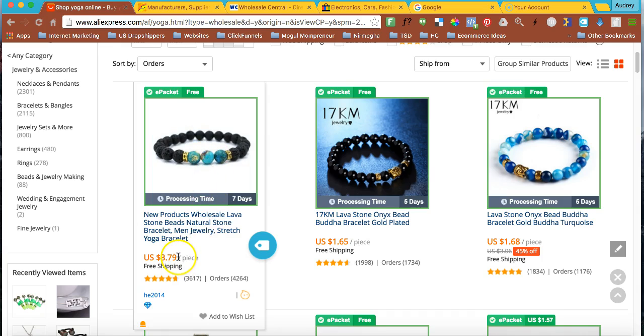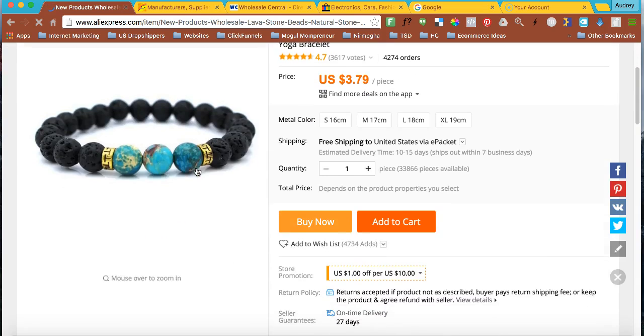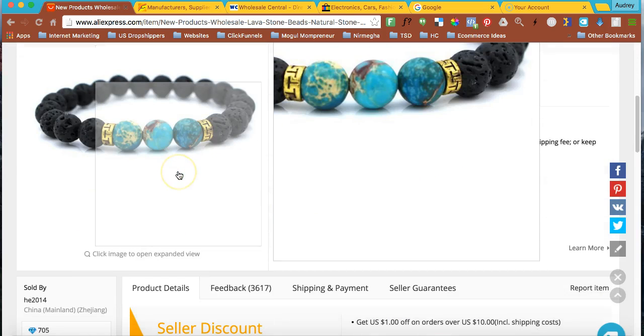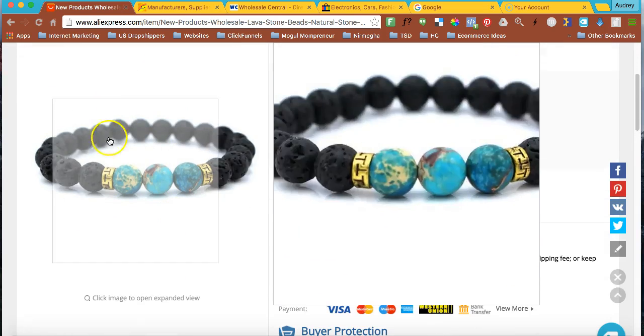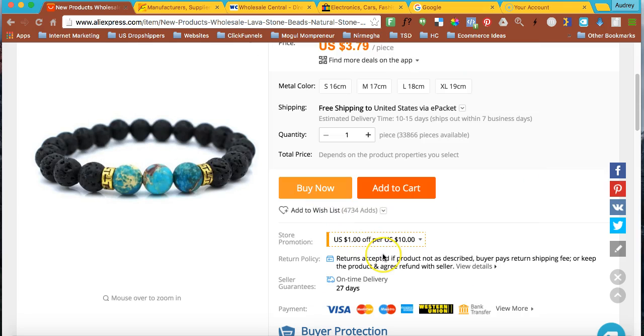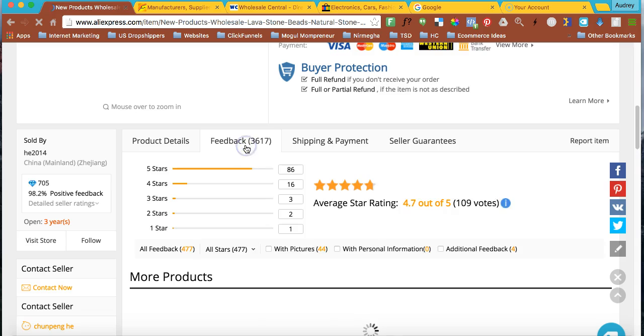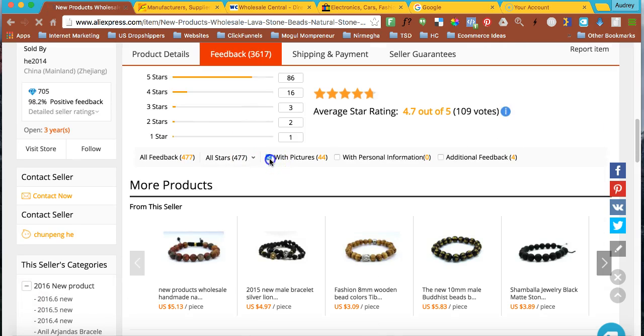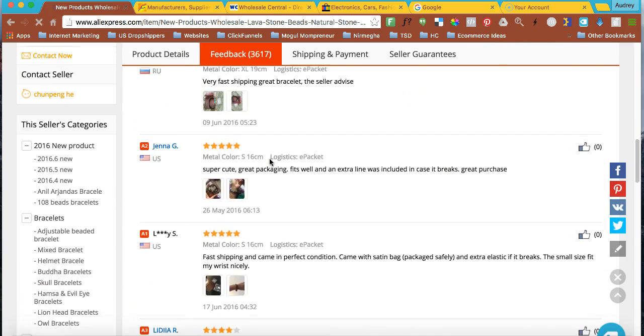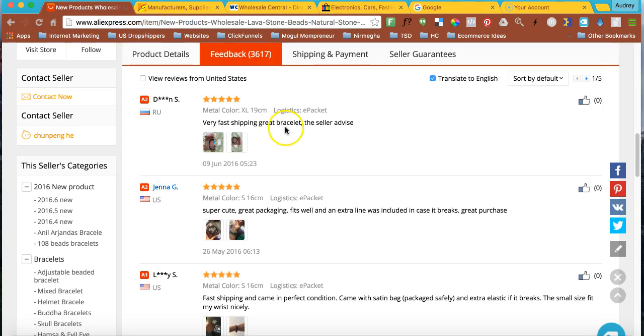This product sells for $379. It has a blue diamond. It has positive feedback at 98%. The pictures look pretty good. It's not a whole bunch of extra stuff in the photo, which is great. It has feedback with pictures. Very fast shipping, great bracelet, super cute, came in perfect condition, great.